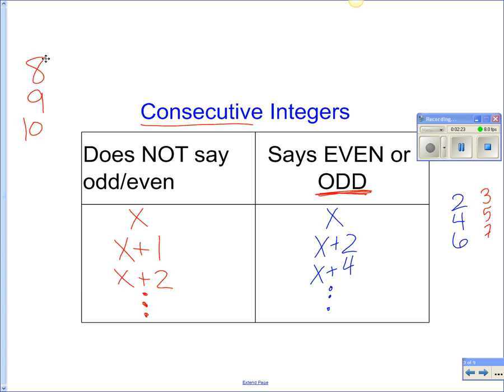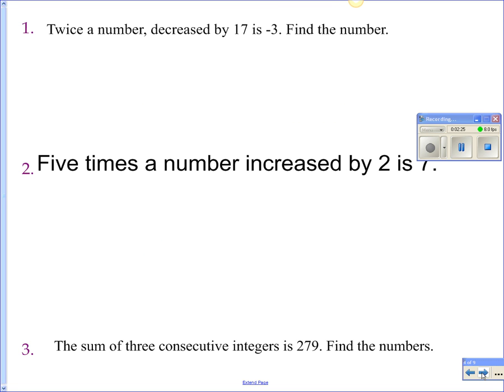All right, so here is our first actual problem. Twice a number decreased by 17 is negative 3. Find the number. So we're going to do that consecutive thing in a minute. But this problem is just kind of a review from middle school. Twice a number. Twice means 2 times a number. Do we know what the number is? So you put an x. So for twice a number, you put 2x.